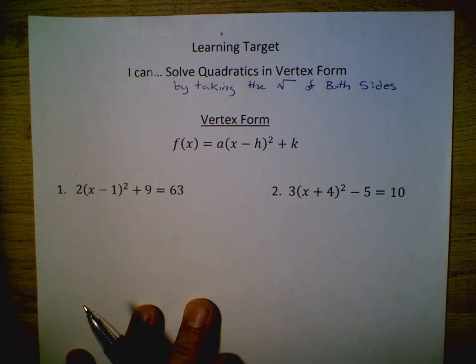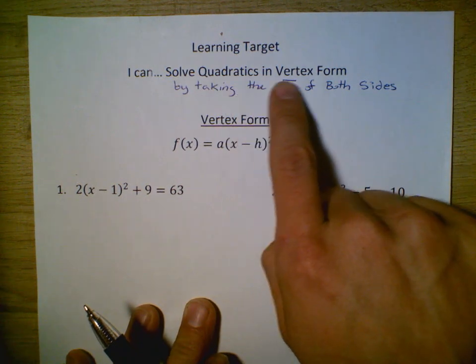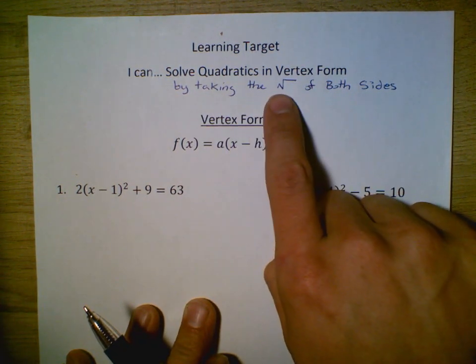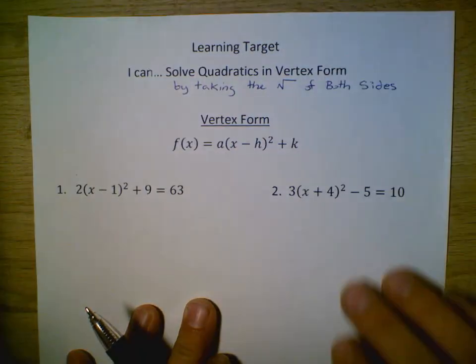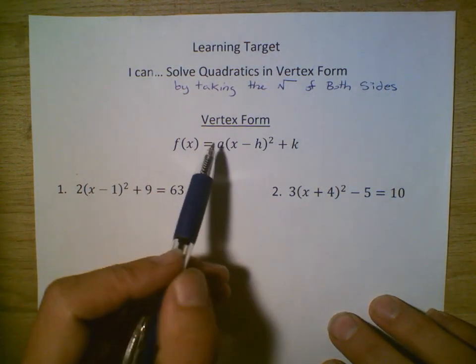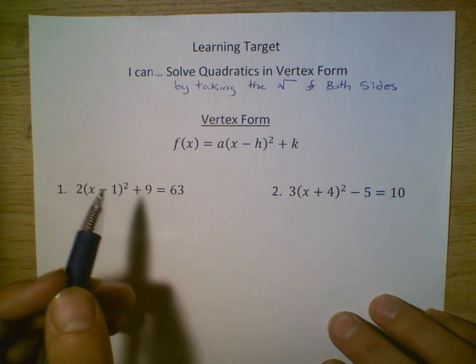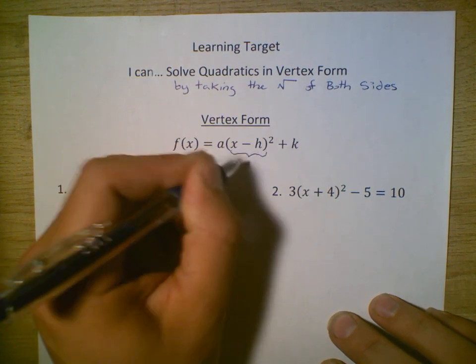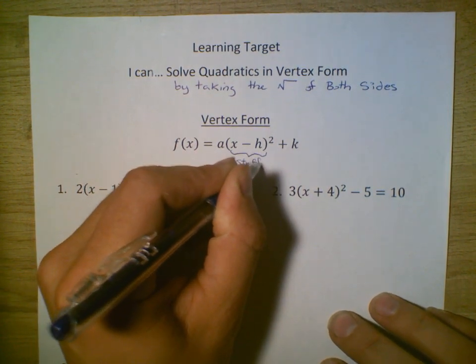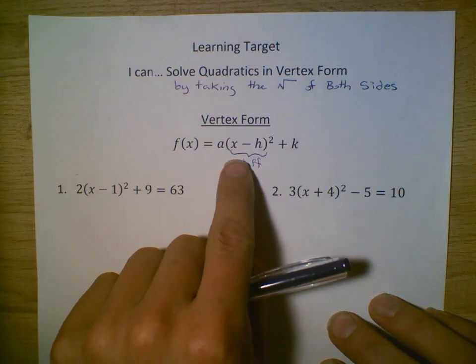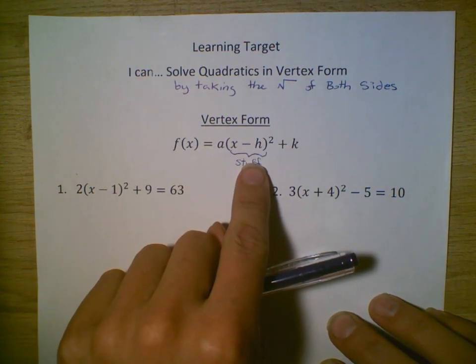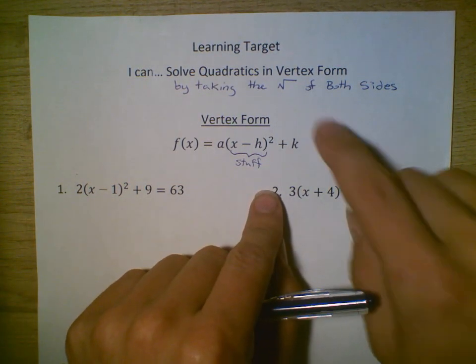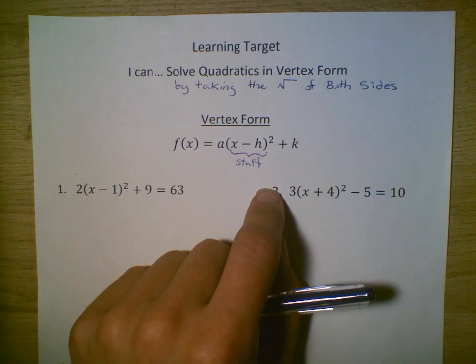In this video, we're going to look at the learning target. I can solve quadratics in vertex form by taking the square root of both sides. So when solving a vertex form equation, basically what we're going to do is get whatever stuff is being squared by itself. And then once we get the stuff that's being squared by itself, we're just going to take the square root of both sides and then simplify from there.